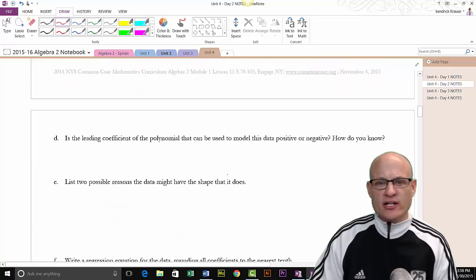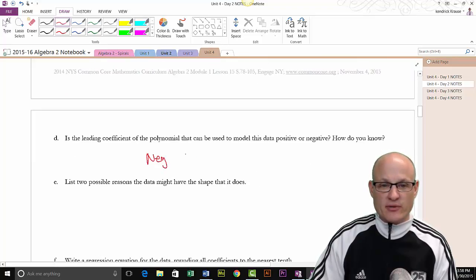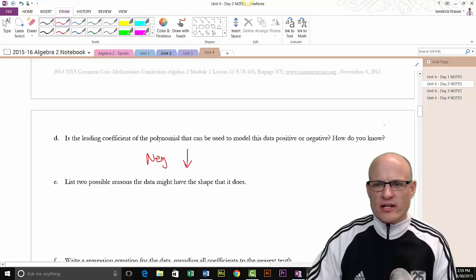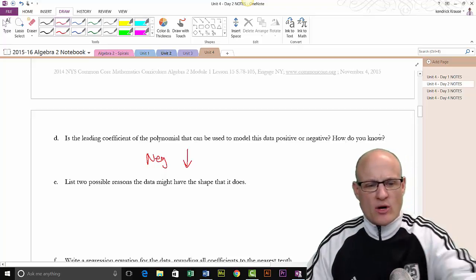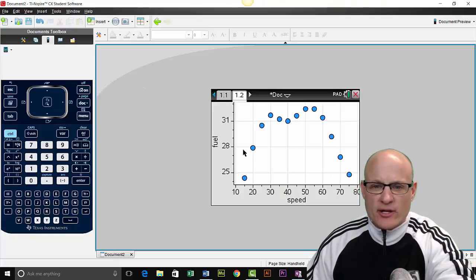Is the leading coefficient that can be used in models positive or negative? We know it's negative because it's coming down. We already said it. Negative because it's coming down. List two possible reasons the data might have the shape it does. Why would the shape seem to keep going up, up, up, and then go down?